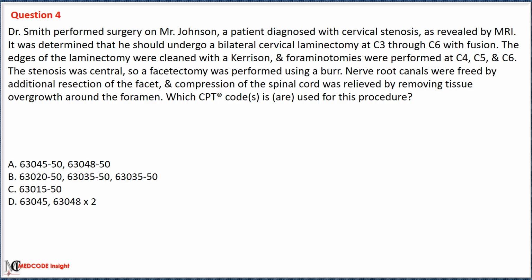Option A with code 63045 along with modifier 50, 63048 along with modifier 50. Option B with code 63020 along with modifier 50, 63035 along with modifier 50. Option C with code 63015 along with modifier 50. Option D with codes 63045, 63048 times 2.